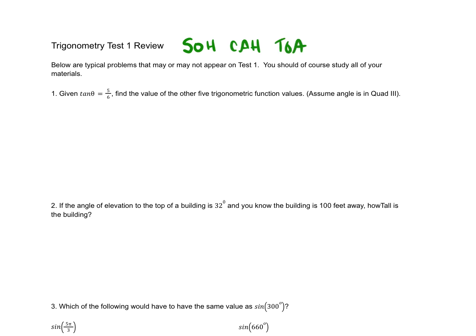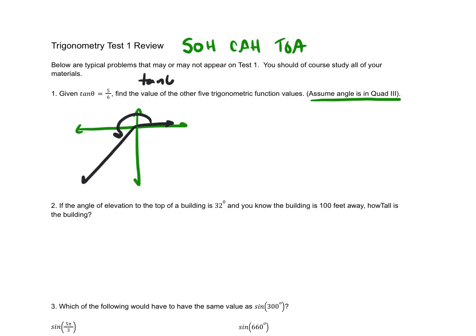So this says given tan is 5/6, find the value of the other 5 trigonometric functions. And it says assume the angle is in quadrant 3. So I have some angle in quadrant 3. I don't know what it is. Let's say it looks like this. Who knows? And it ends here. But we know the tangent is 5/6.